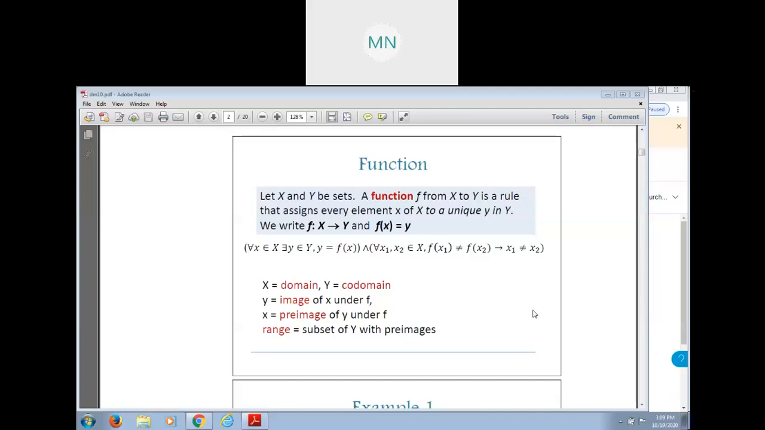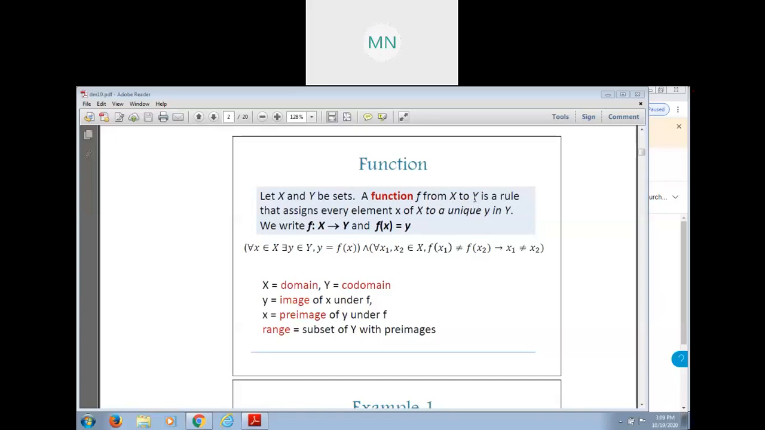And today I will go about function. After that, we get function. Function is what? This is a special type of relation. Suppose here also we consider X and Y are two sets. A function f from X to Y is a rule that every element of the first set is associated with a unique element of the second set.